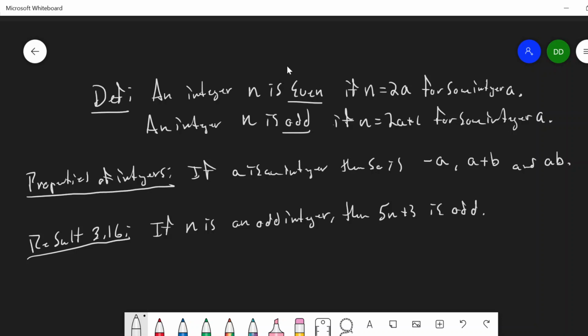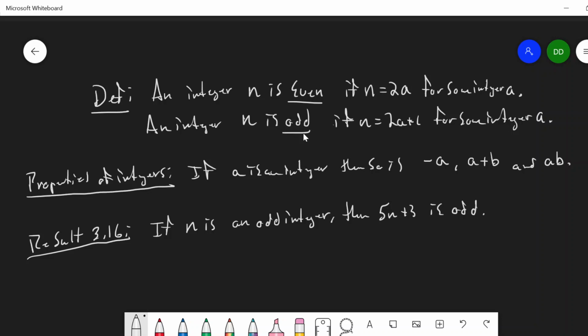So if we know an integer is even, that means we can find this integer a such that n is equal to 2a. And if we want to prove that an integer is even, all we have to do is find this integer a and write our integer n as twice that number. That would prove that an integer is even.